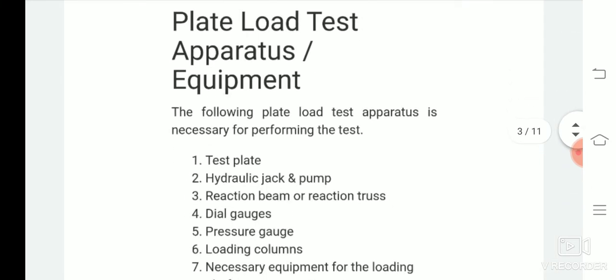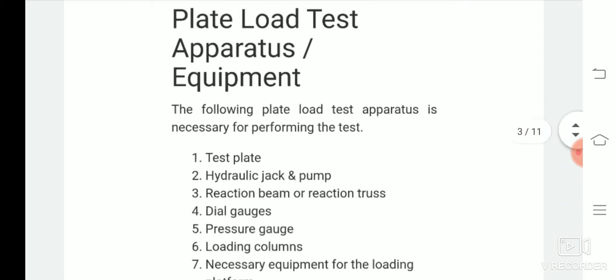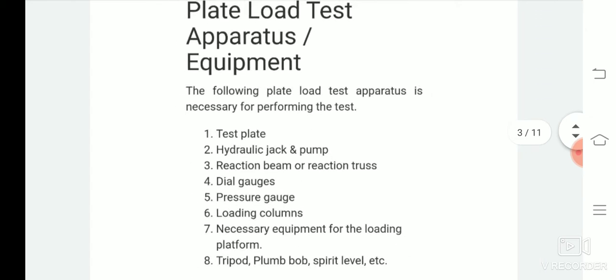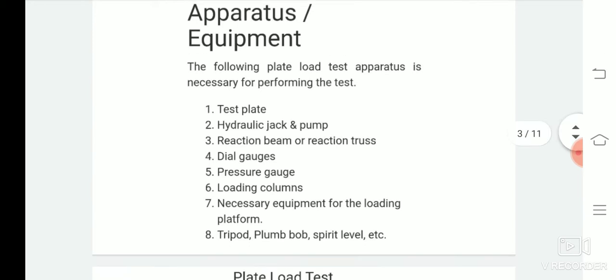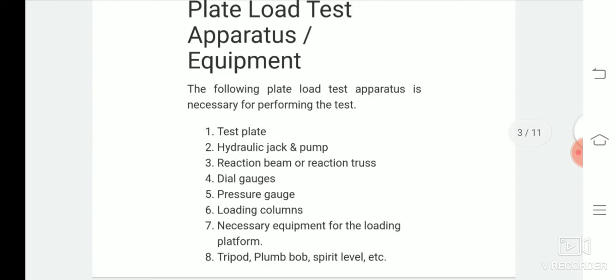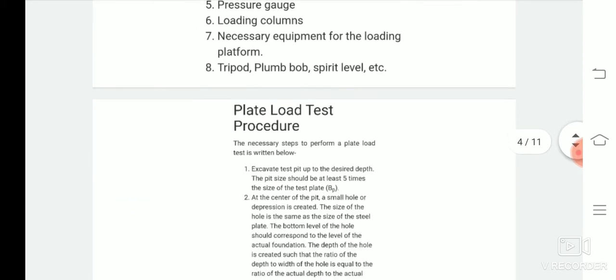So let us go through the apparatus or the equipment that are required for the plate load test. These are the list of equipment that are needed. The first is the test plate, second is the hydraulic jack and pump, third is the reaction beam or the reaction truss, next is the dial gauge, pressure gauge, loading column, necessary equipment for the loading platform, tripod, plumb bob and spirit level. So these are the apparatus required for the plate load test.